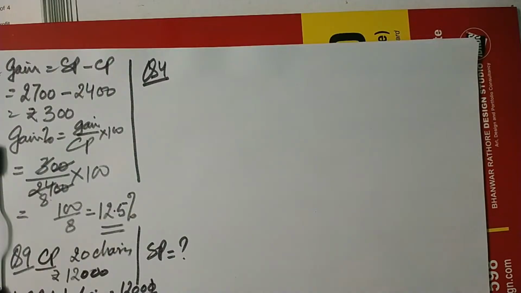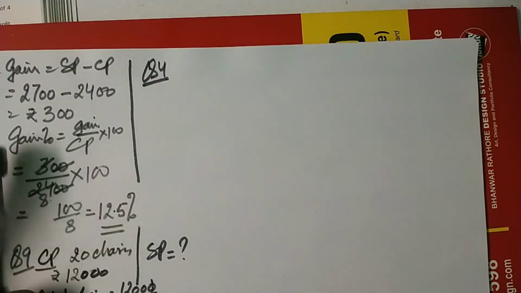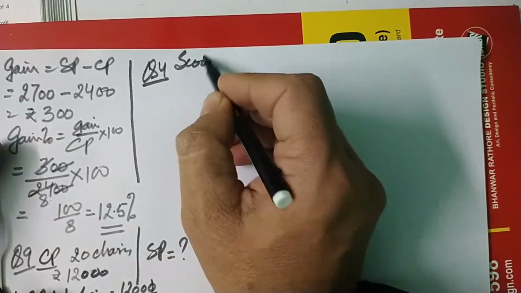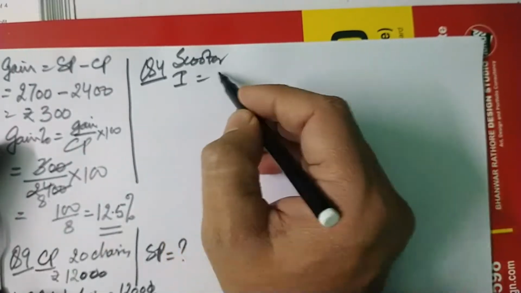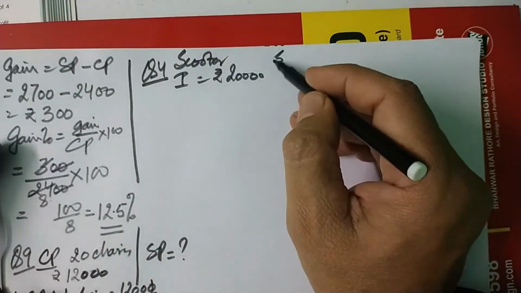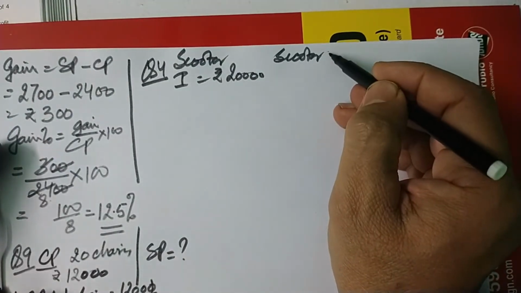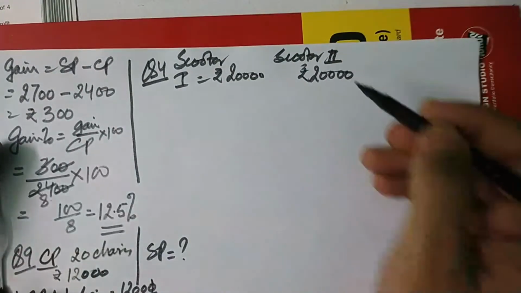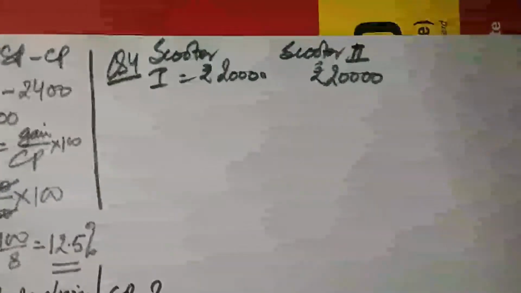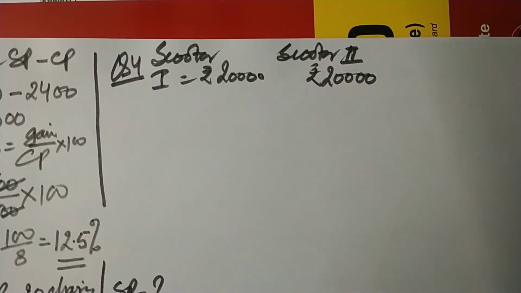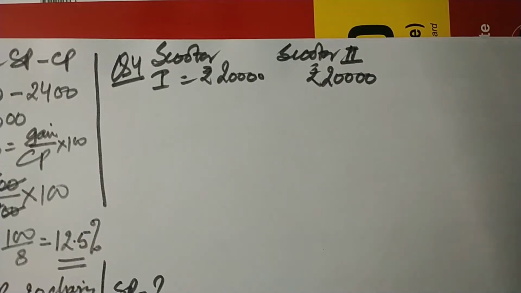Question 4 is important. A man bought 2 scooters for 20,000 each. So again, this is also same. He bought scooter 1 for rupees 20,000 and he bought scooter number 2 also for rupees 20,000. So he has bought two scooters, scooter number 1 and scooter number 2. Both the scooters are for 20,000 each.